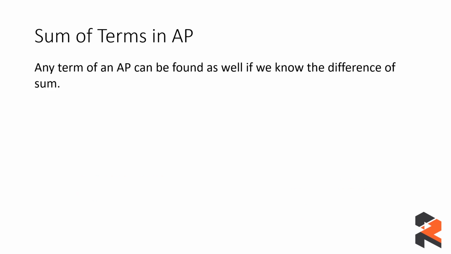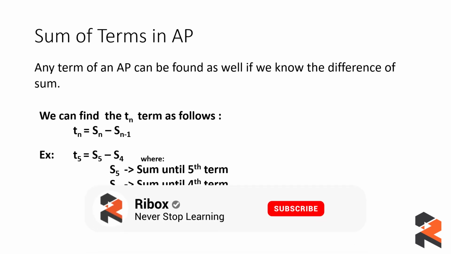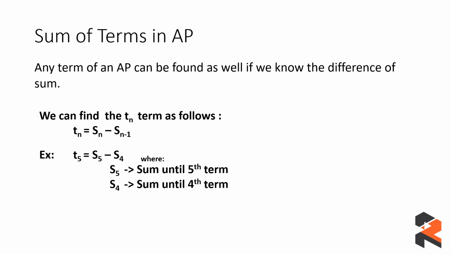Now any term of an AP can be found if we know the difference of the sums. As we discussed for the second type of problems which can be asked in the examinations, we can find the nth term by calculating the difference of two sums, provided they have given us these two sums. This can be done by calculating the difference of consecutive sums. For example, if you want to find the fifth term, you have to calculate the difference between the sum up to the fifth term and the sum up to the fourth term. So the difference of S5 and S4 will give you the fifth term.